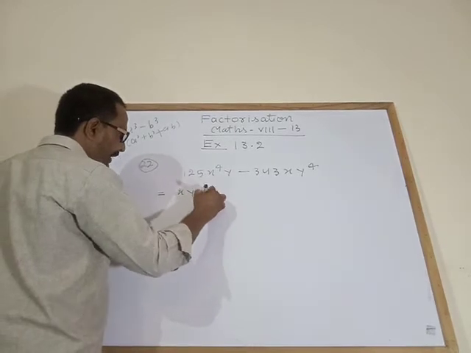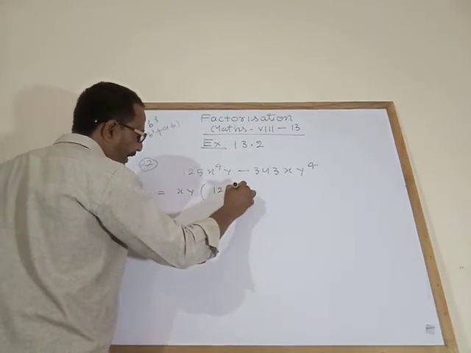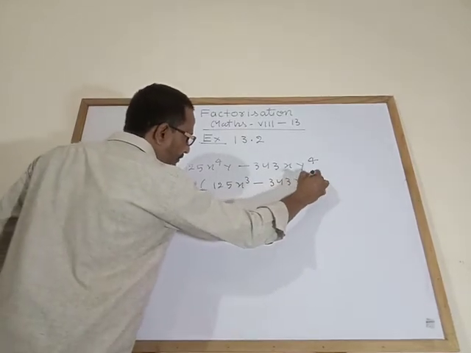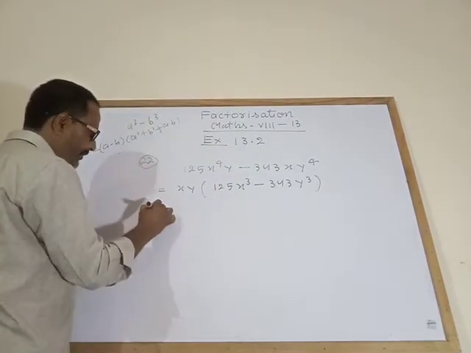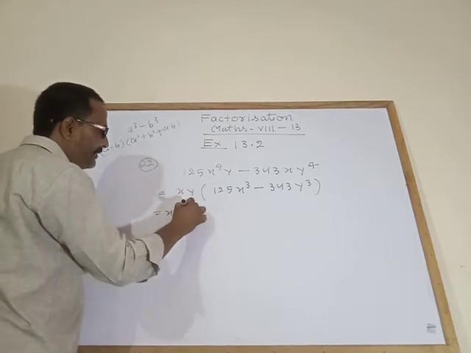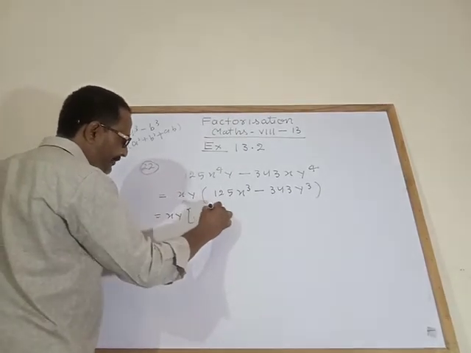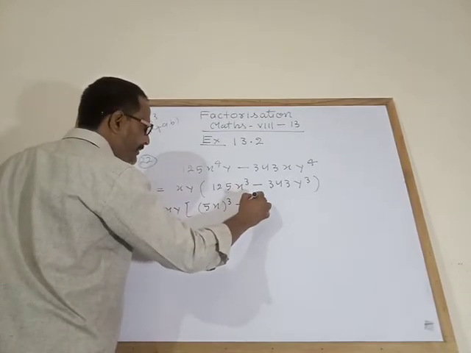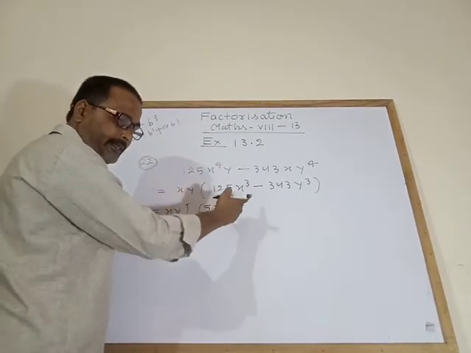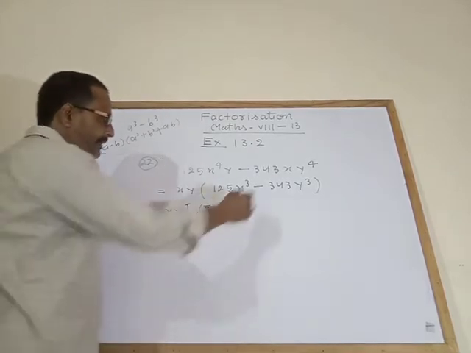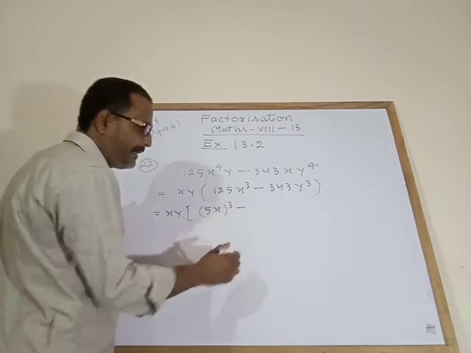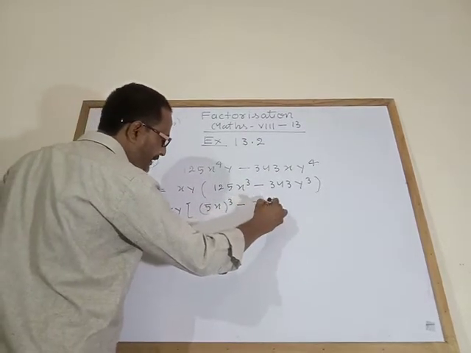Now you have 125 x cube and 343 y cube. Now xy is common. You can write (5x) whole cube minus 343. If you make the factors, this is divisible by 7. This is (7y) cube.